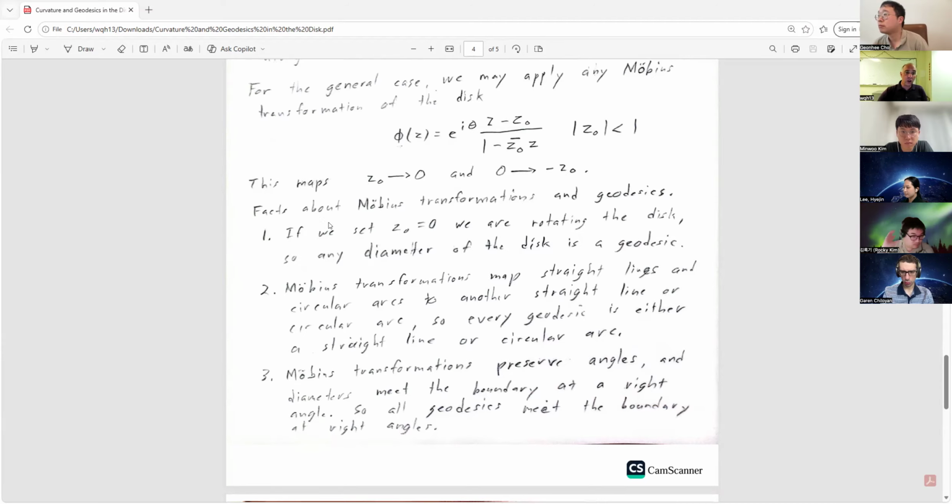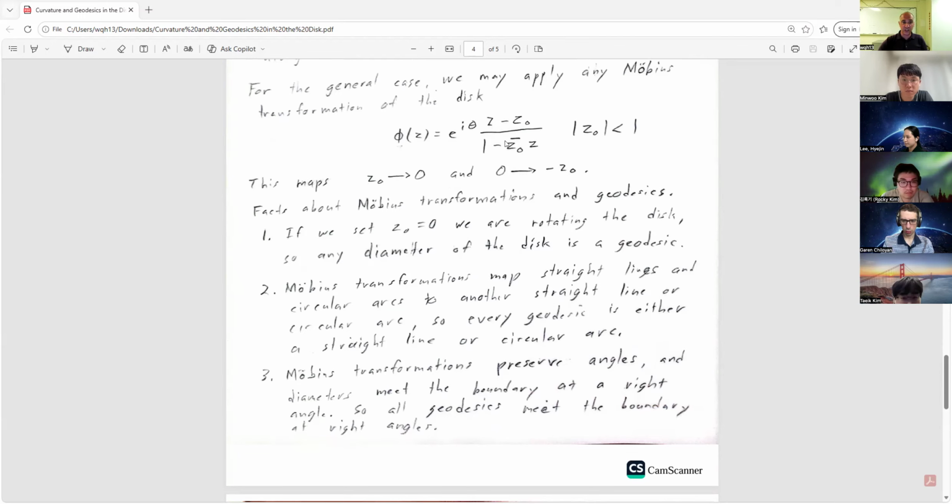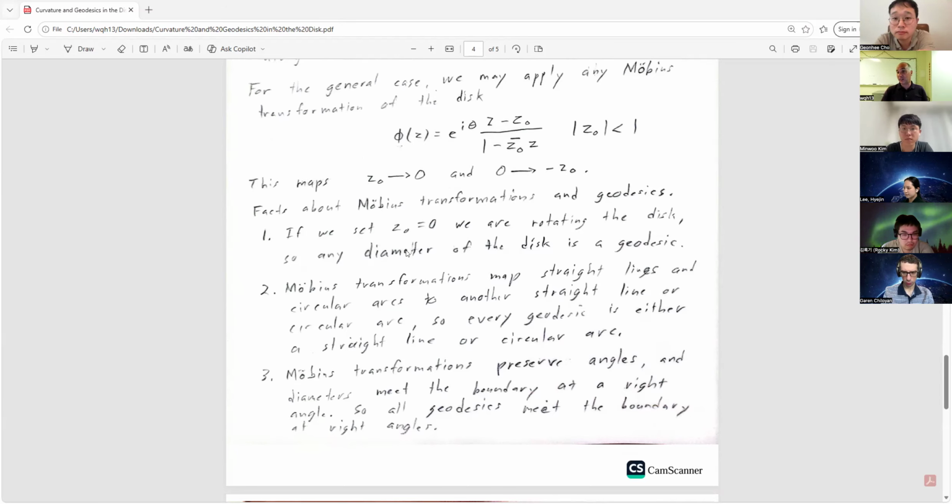And so first of all, if we set Z naught equal to 0, then this is just e to the i theta z. So this is just a rotation of the disk. Now we've shown previously that the diameter that forms the real axis in the disk is a geodesic. So any rotation of the disk will rotate that diameter. So all of the diameters of the disk are geodesics.